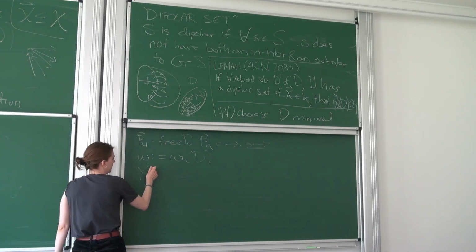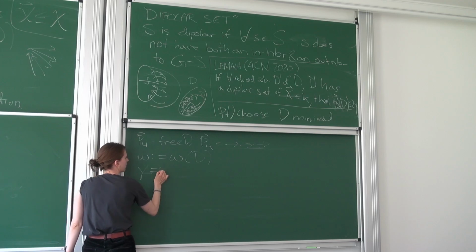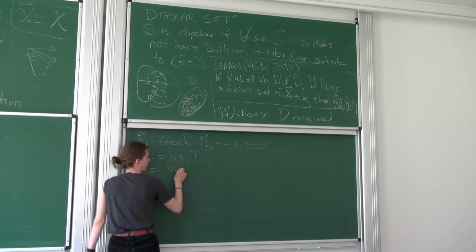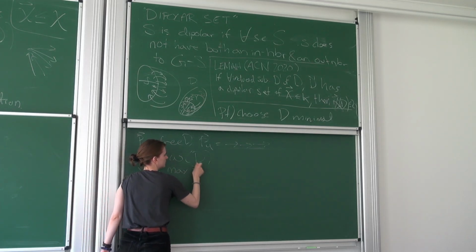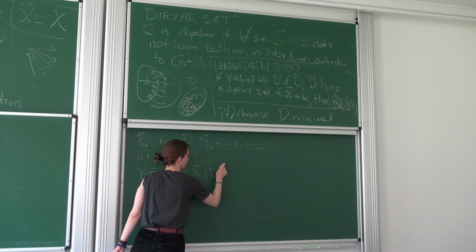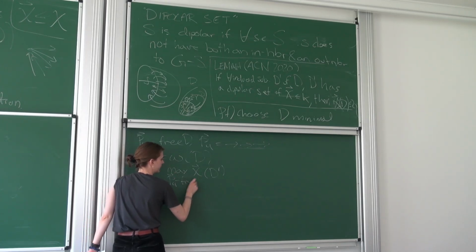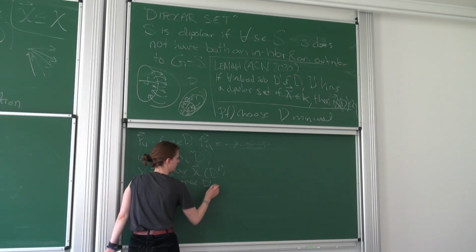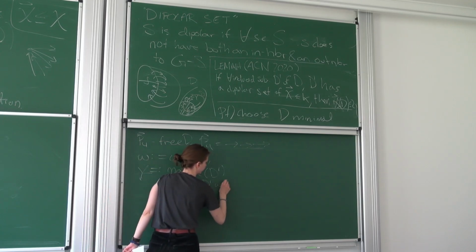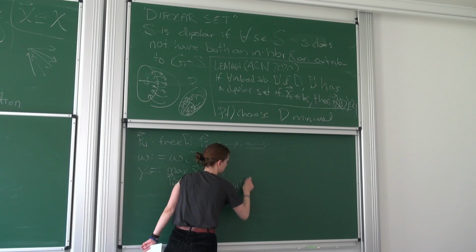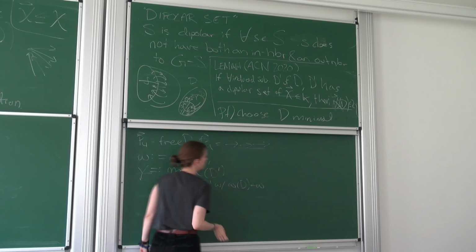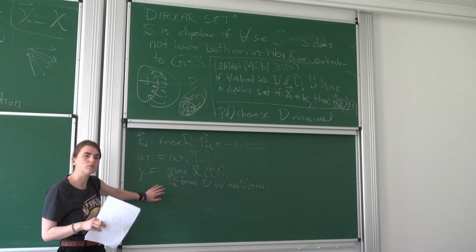And we're going to say gamma is the max over all directed P4 free D prime with omega of D prime less than omega. And we're going to inductively assume that this is finite.